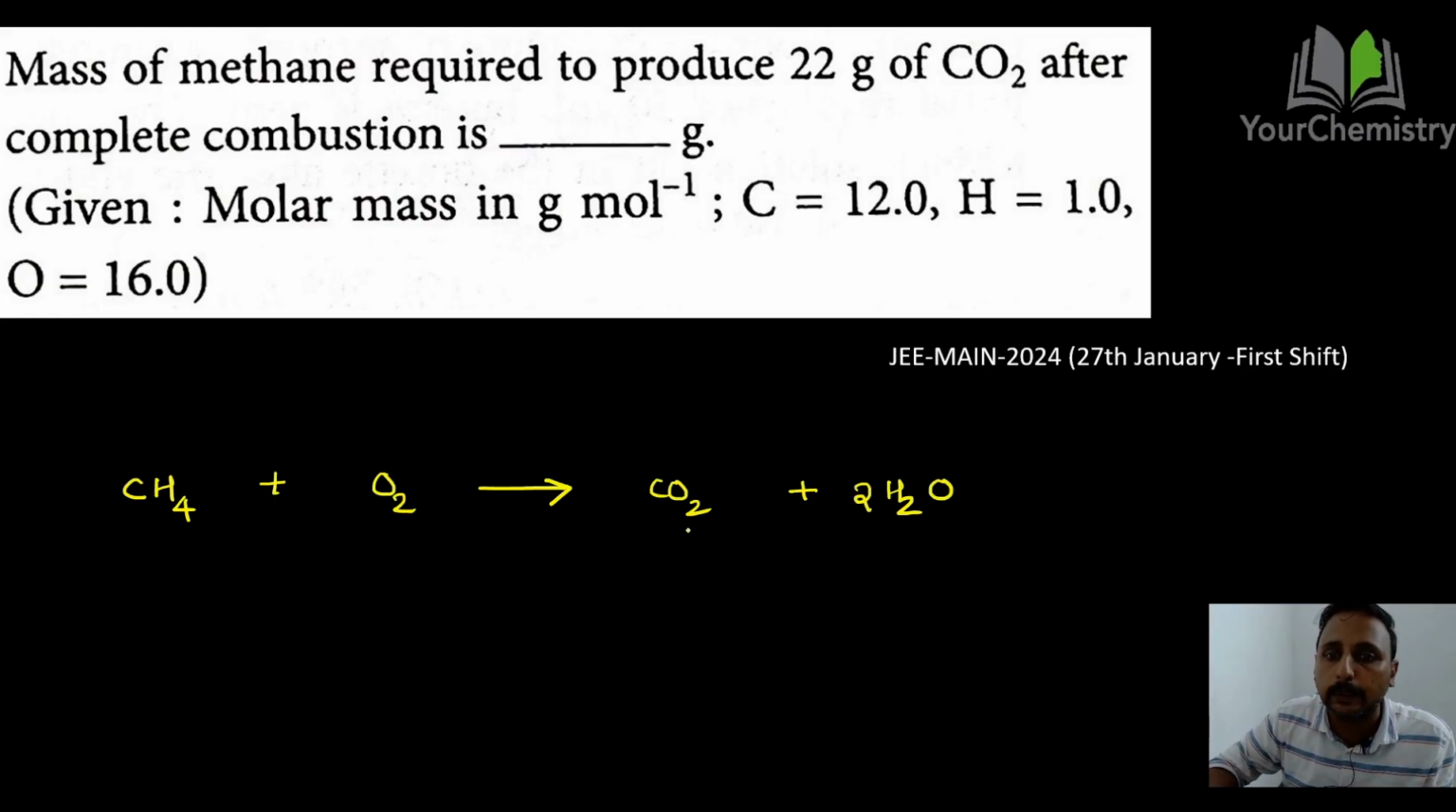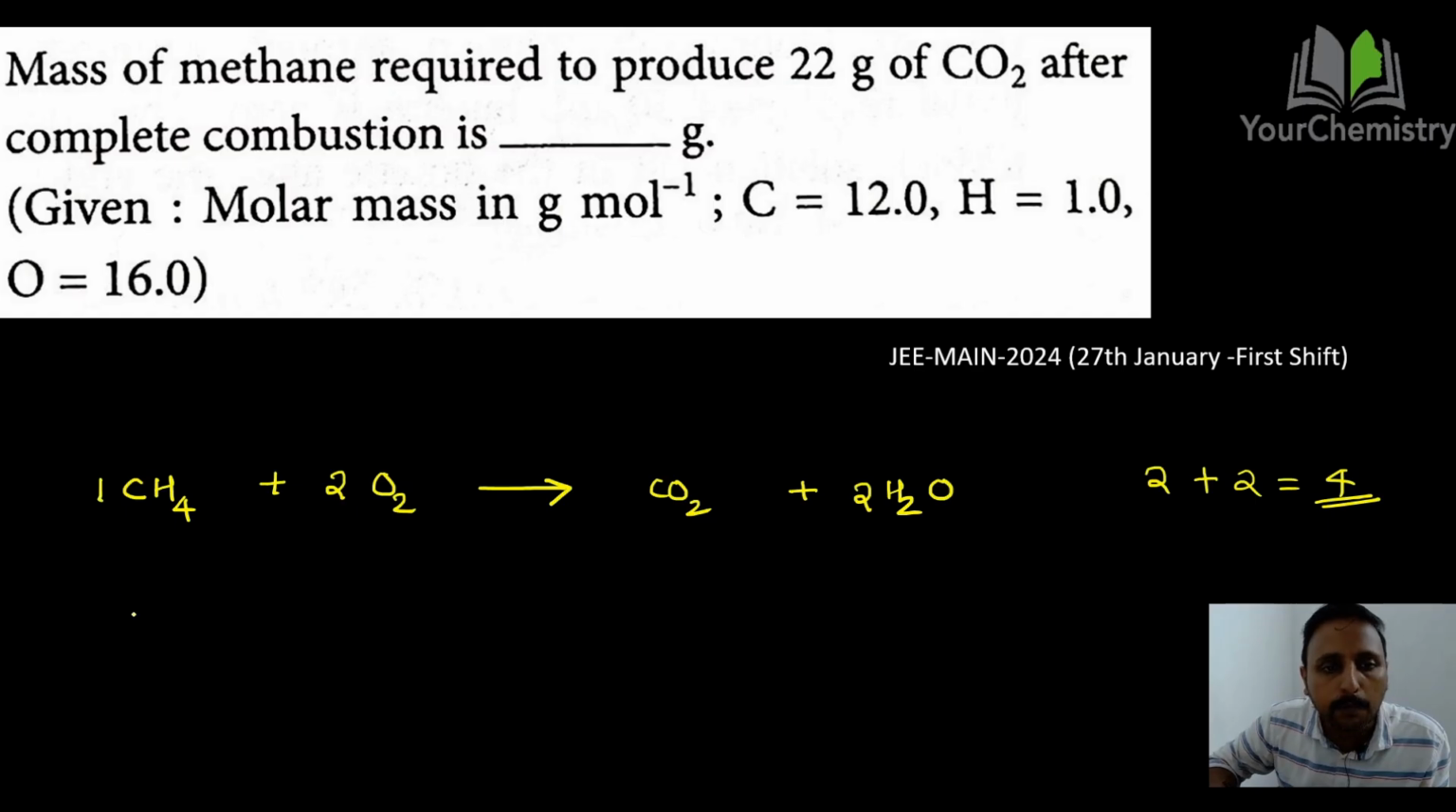Now we need to balance oxygen. How many oxygen on the product side? 2 plus from the water 2. So total 4 oxygen atoms are there. So I need to put a 2 here. So carbon is balanced, hydrogen is balanced, and oxygen is also balanced. This balanced equation has a lot of information to tell us. 1 mole of CH4 is giving 1 mole of carbon dioxide.